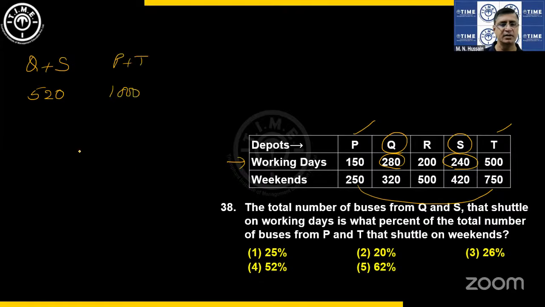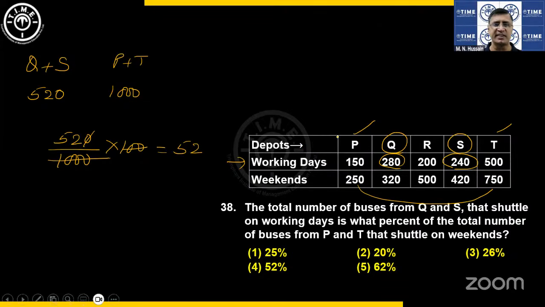So what to find? Percentage. The value of 520 upon 1,000 percentage. On solving, 3 zeros in the denominator get cancelled with 3 zeros in the numerator. The remaining is 52%. Answer choice 4. Choice 4 is the right option.